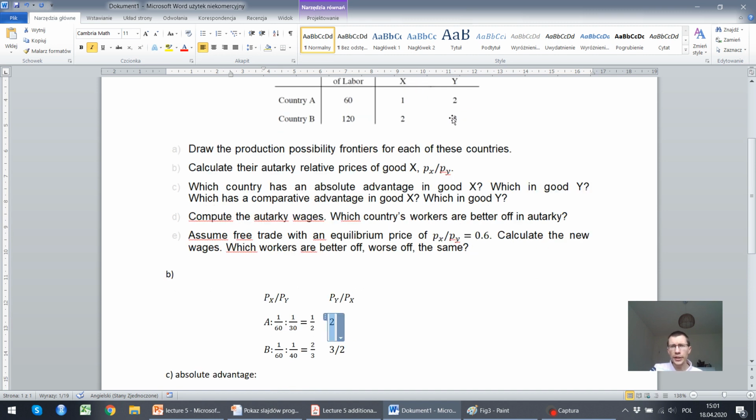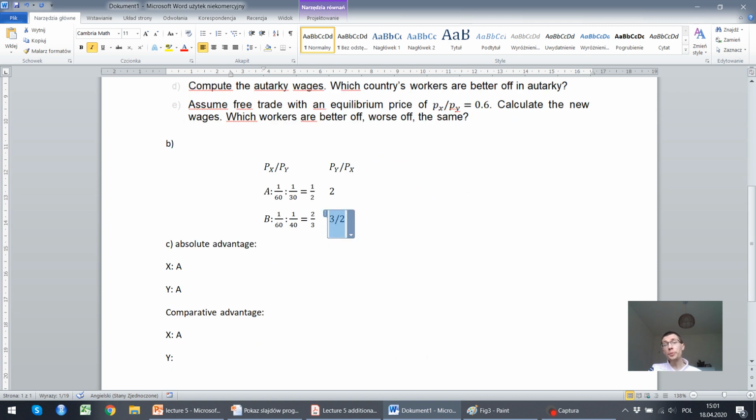While producing 1 unit of good Y in country B is equivalent to producing 1.5 units of good X in country B, and this is exactly this number over here, which means that the comparative advantage in terms of good Y is on the side of country B. So in country B, it is relatively less expensive to produce good Y when we express the cost of production of good Y in terms of units of good X.